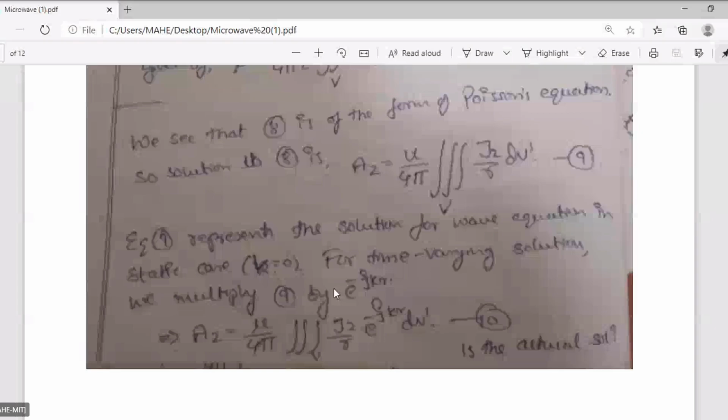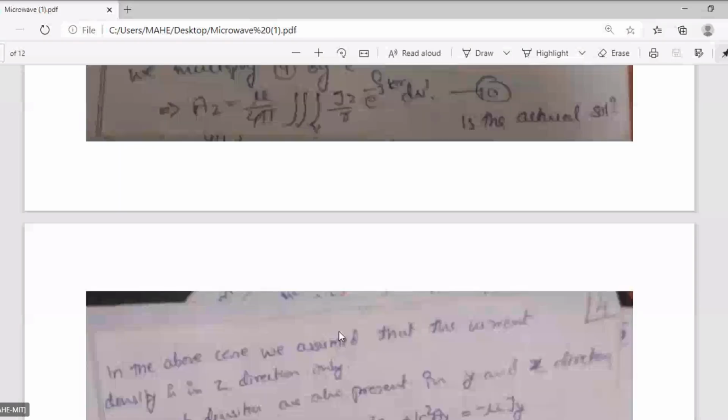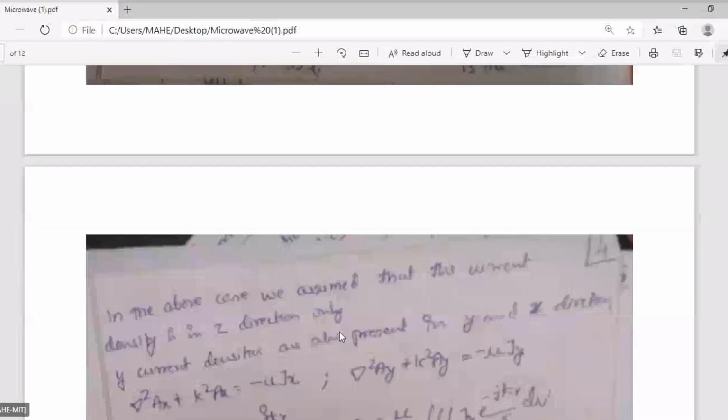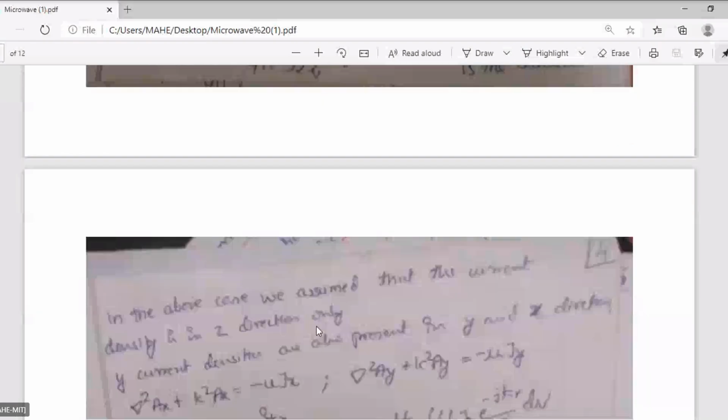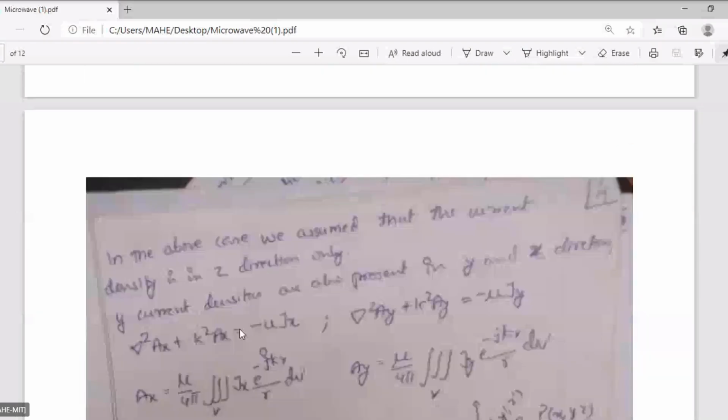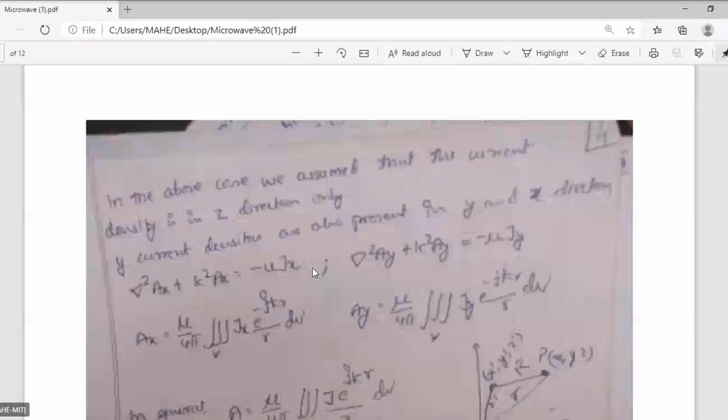So you have understood equation 10. Here we have considered only Jz. If Jx is also present and Jy is also present, then we treat them separately. Assume that current is also present in the x and y directions. In the x direction, del square Ax plus k square Ax is equal to minus mu Jx, and del square Ay plus k square Ay is equal to minus mu Jy.